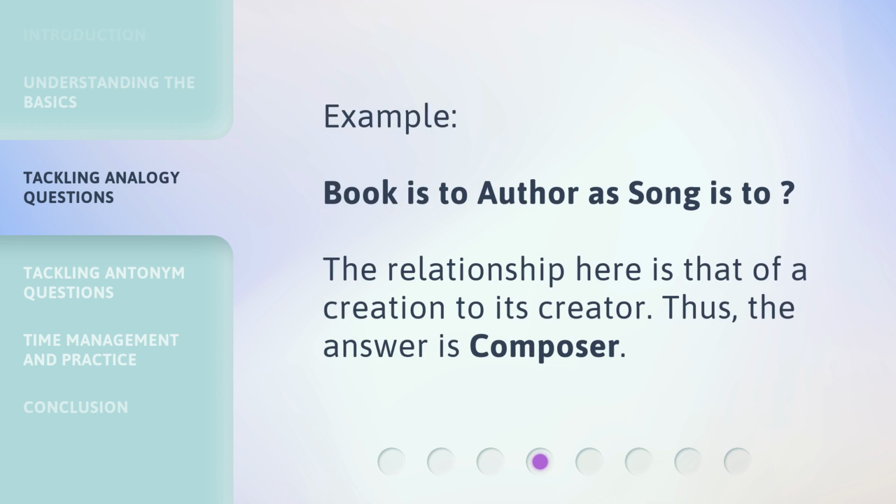Example: book is to author as song is to? The relationship here is that of a creation to its creator. Thus, the answer is composer.